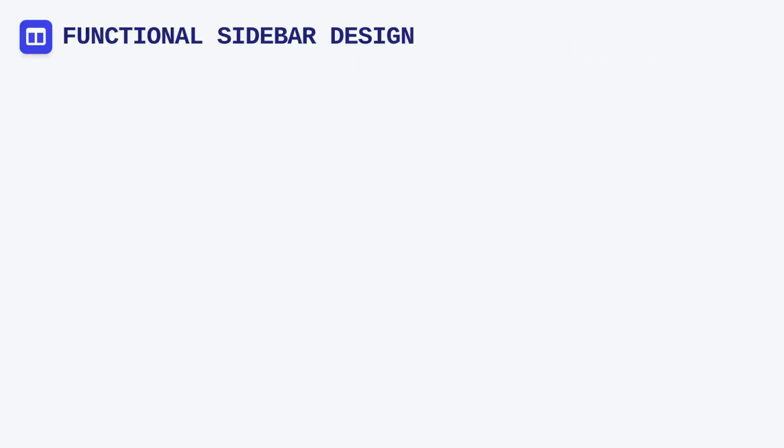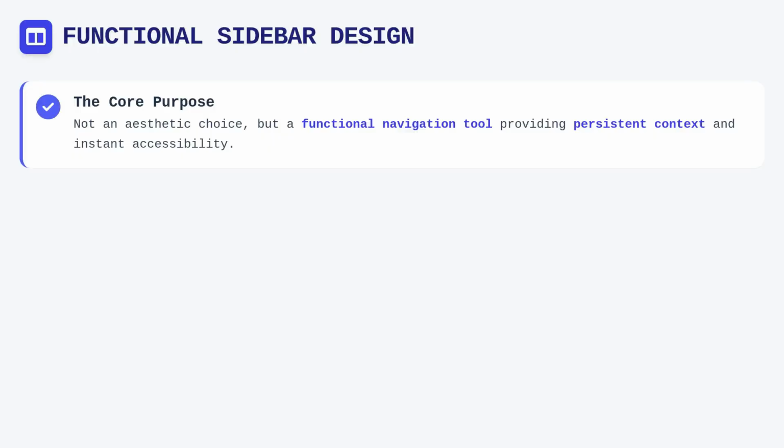Sidebars are often misunderstood, frequently being treated as an aesthetic choice rather than a functional navigation tool. When implemented correctly, a sidebar provides persistent context for the user, ensuring that primary navigation or secondary information remains accessible regardless of how far down a page the user is scrolled.